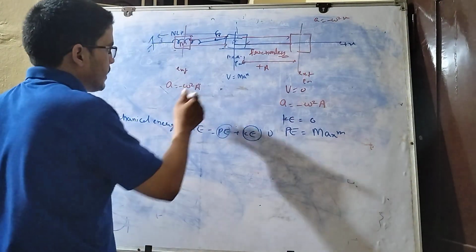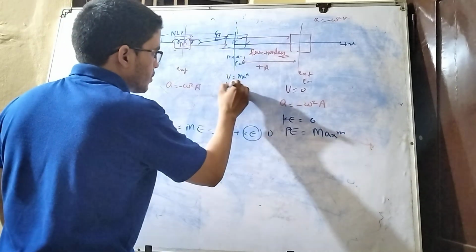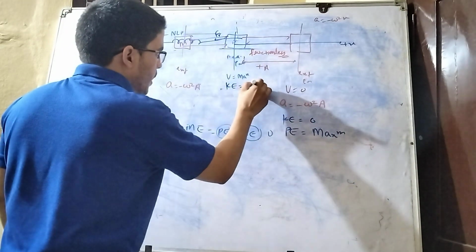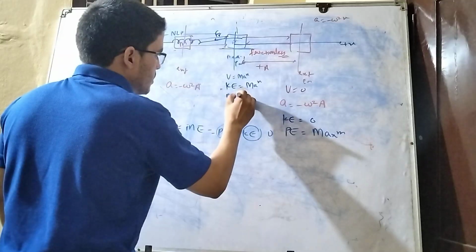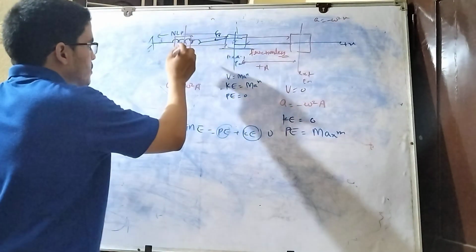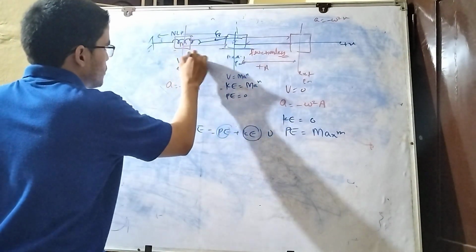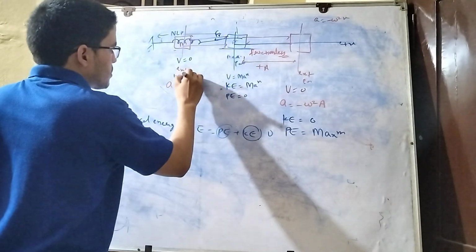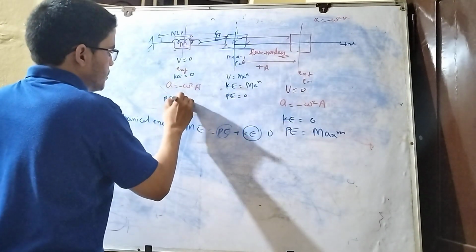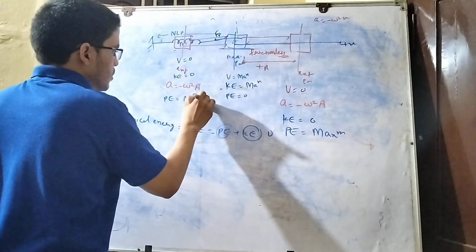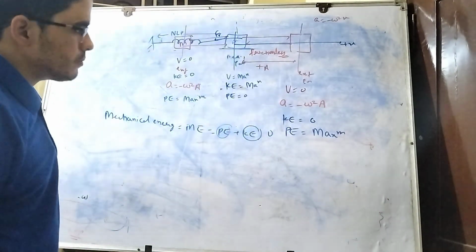So what I am telling you here: V is maximum at the mean, so kinetic energy is also maximum, right? And potential energy is 0. The same thing will happen here also. What is the velocity value? 0. So kinetic energy equals 0 and potential energy equals maximum. I think you are getting my point.